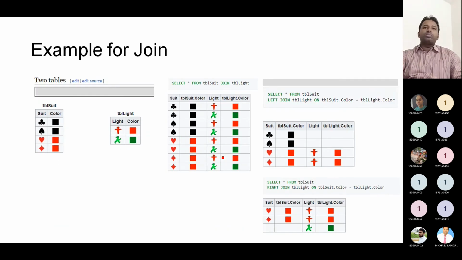Let us go through examples. This is from Wikipedia, one example. Of course, the SQL query syntax is a little bit different, but the concept is the same. So to get the concept, I'm using these tables. First, suppose there are two tables, TBL suit and TBL light. The data is like this. Concentrate on the colors. Now the first one is we are going for join.